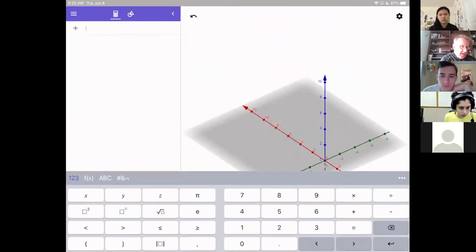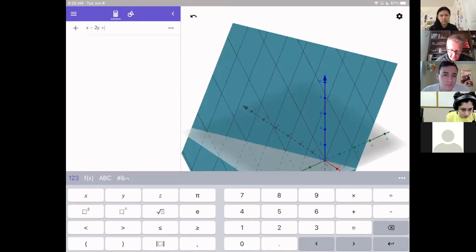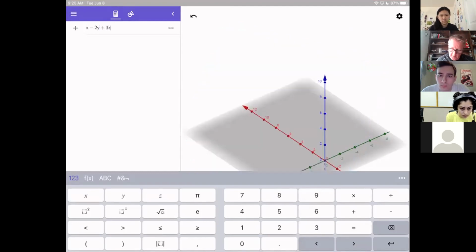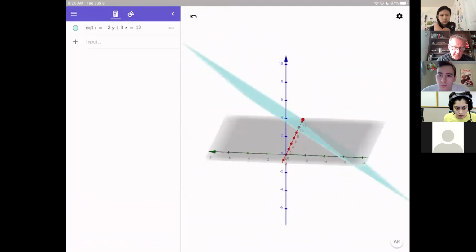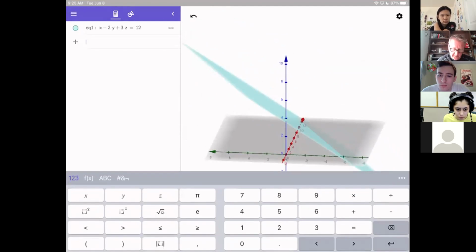So I've got my plane, which was x minus 2y plus 3z equals 12. So there's my plane. That's really cool. Now I go graph my point, (6, 4, 2). Close that parenthesis off. Boom.